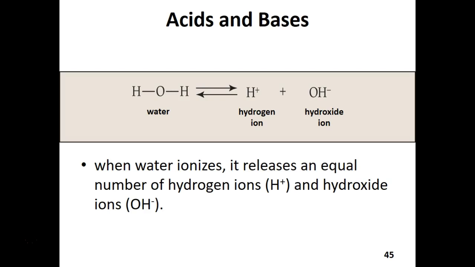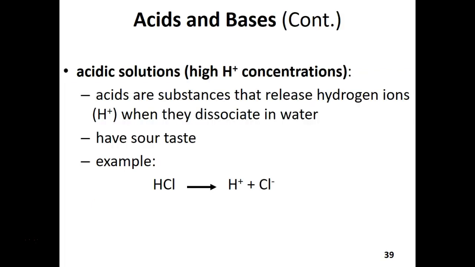When water ionizes, it releases equal amounts of hydrogen ions, which are super acidic, and hydroxide ions, which are super basic or alkaline. And this brings us to acids and bases. An acid is a substance that donates hydrogen ions to a solution. So any type of acidic solution has given a lot of hydrogen ions to it.